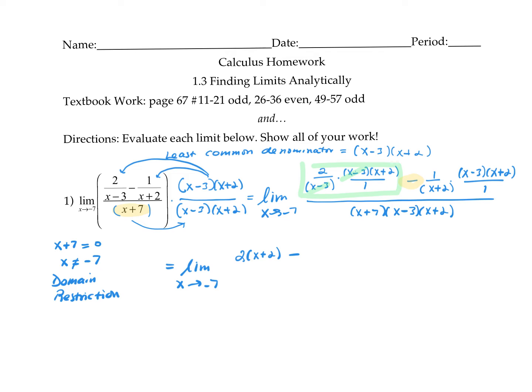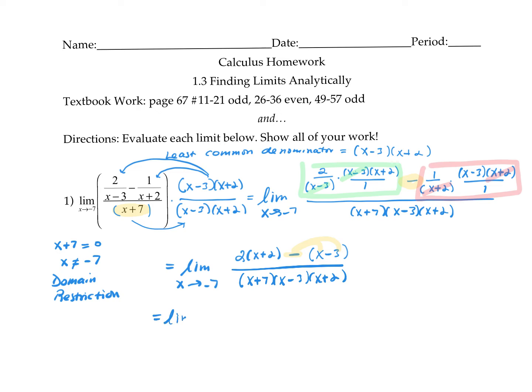The next multiplication we're going to do is the 1 over x plus 2 times the LCD. And so it's the x plus 2's that divide. Here's where we need to be careful. We are left with an x minus 3. Keep it in parentheses. Again, because of this negative, we're going to distribute that to both terms, so the signs are going to change. In the denominator, I want you to keep it as x plus 7 times x minus 3 times x plus 2. Don't multiply those together.